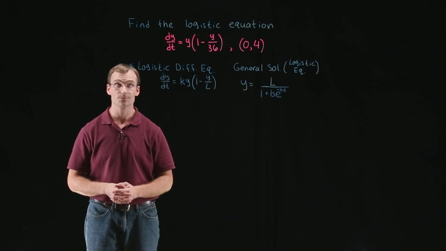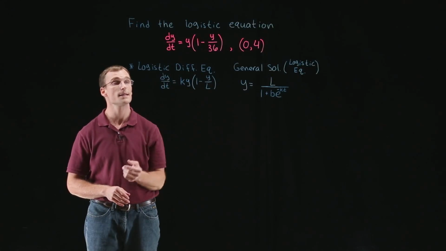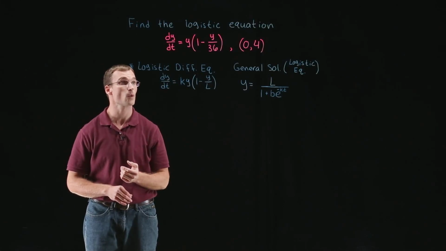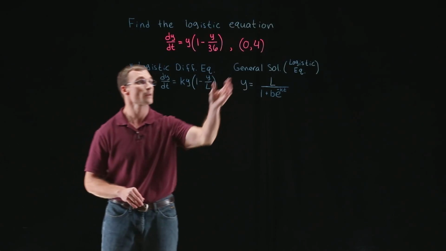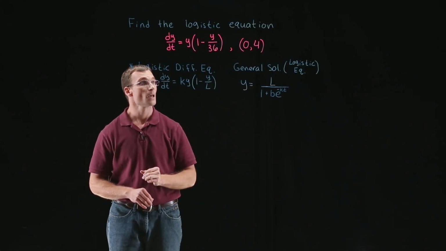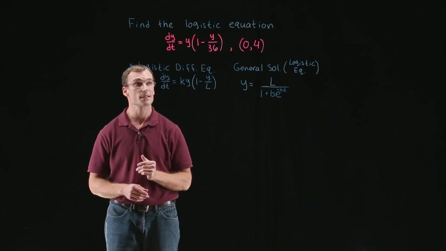Hello everyone, I'm Adam. In this problem, for our given differential equation, which we have as dy/dt is equal to y times (1 minus y over 36), we're going to find the logistic equation that passes through our point here at (0, 4).